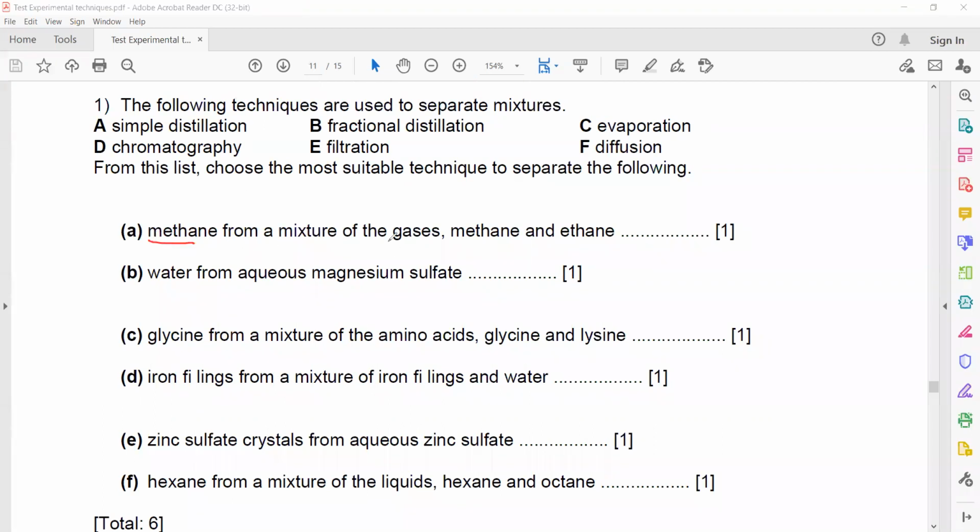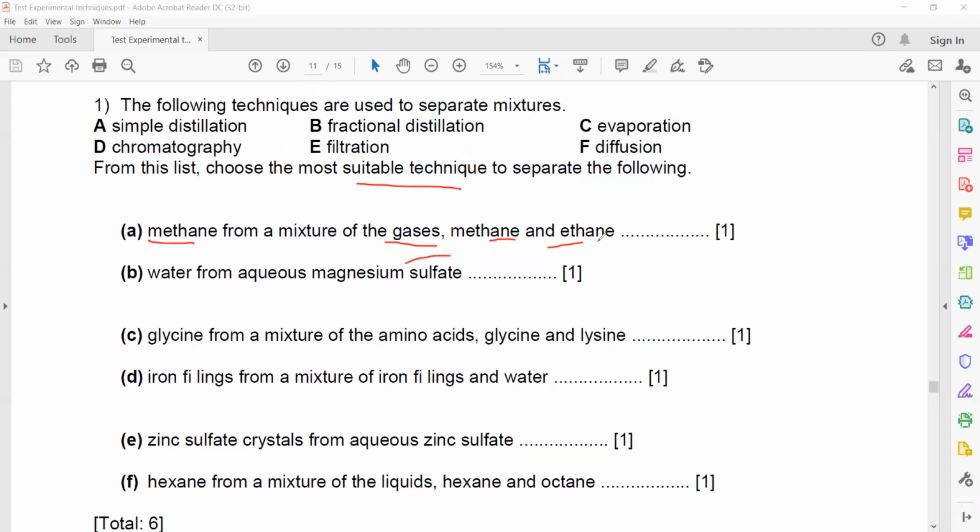Methane, from a mixture of gases, methane and ethane. One mistake some students made, not all, is that they write the name of the technique. That's wrong, because you have to choose the most suitable technique from the list. So you don't have to write the name of the technique, you have to use these letters. Like if the answer is simple distillation, write letter A. If the answer is fractional distillation, write letter B. Evaporation, write letter C, and so on.